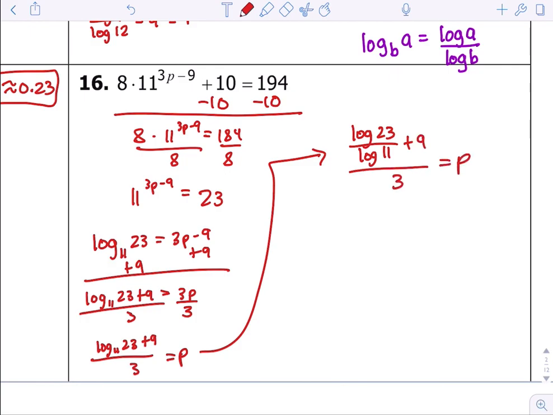Do your logs first: log of 23 divided by log of 11, plus 9, and divide that by 3. p is roughly going to be around 3.44.